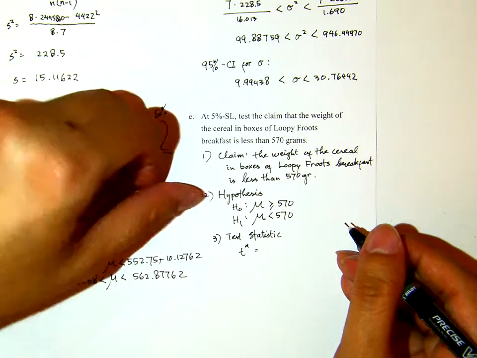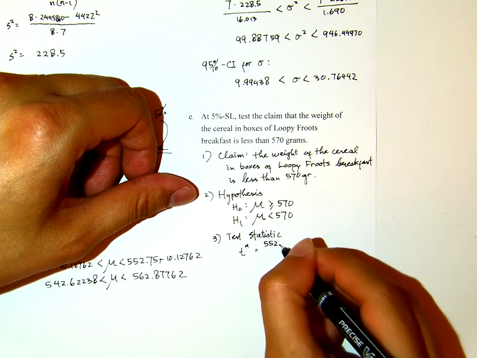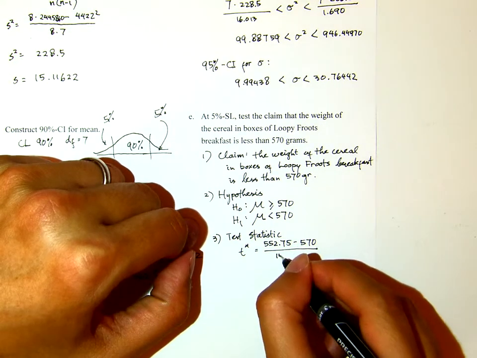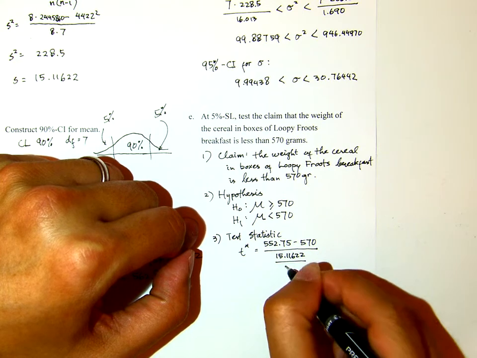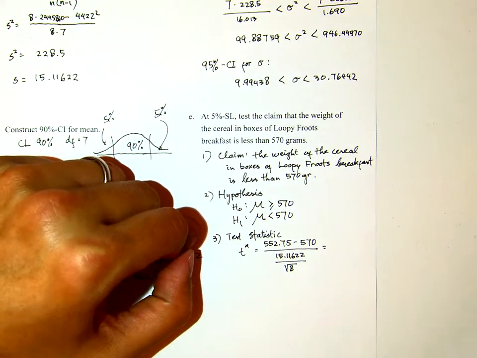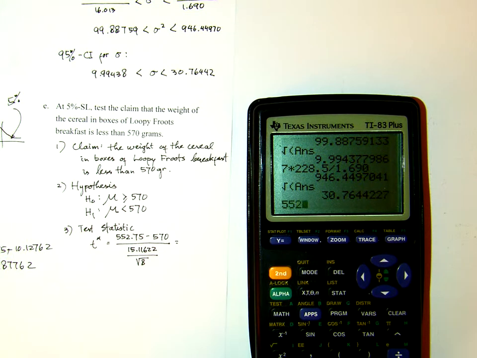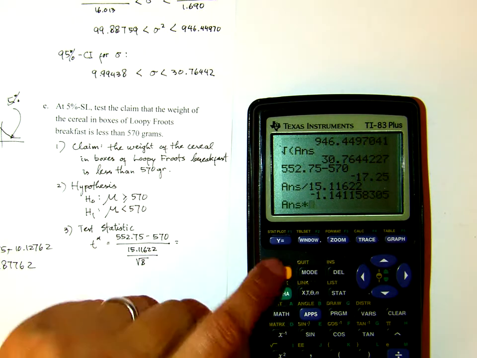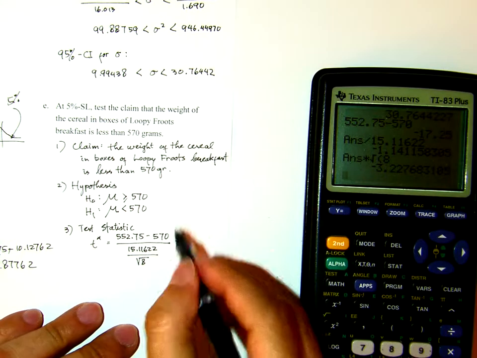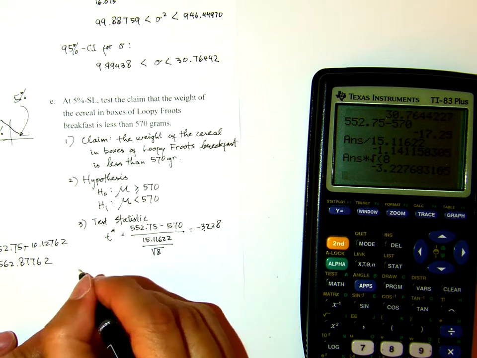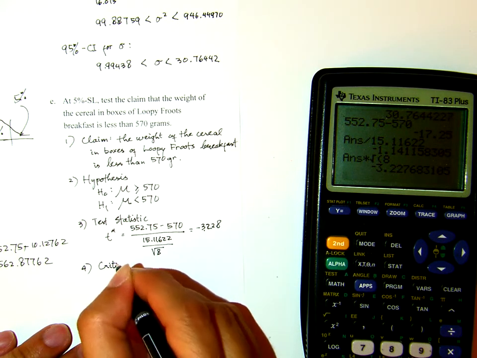That will be t, right? T star equals the sample mean 552.75 minus 570 over the sample standard deviation 15.11622 over square root of 8. That will give me, let's see, 552.75 minus 570, the difference, divided by 15.11622 multiplied by the square root of 8. That is negative 3.228.